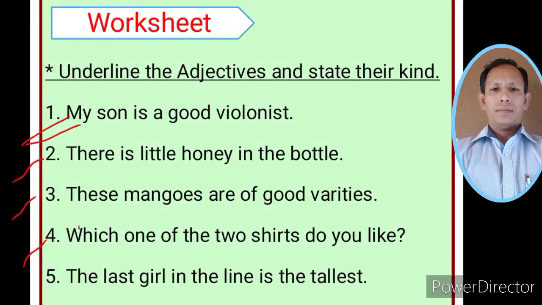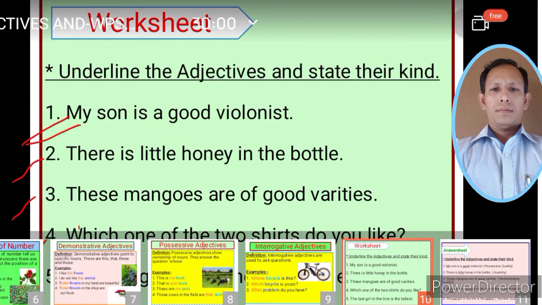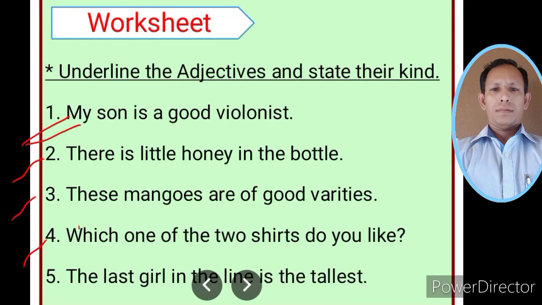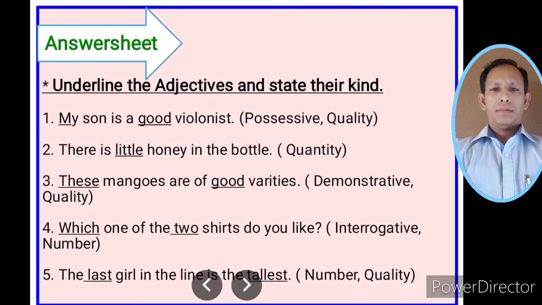Sorry, immediately I don't want to show the answer. I give little time for you to solve. Yes, most of you have already solved in your mind, I know. Let us see the answer sheet here and let's see whether you have done correctly or not. How many of you have done how much of the exercise correctly?